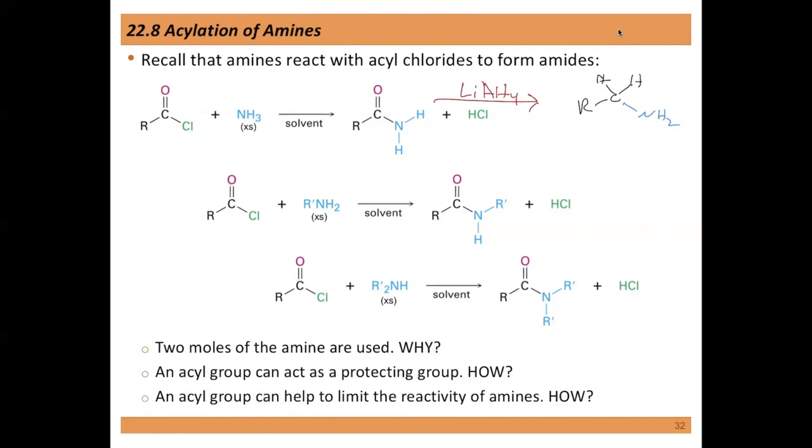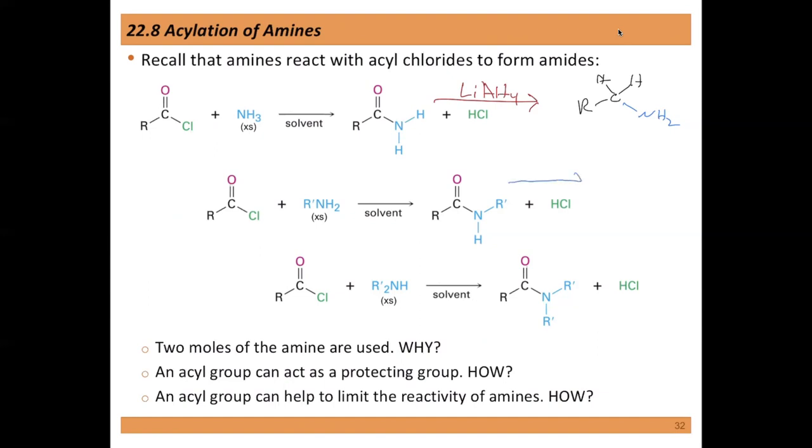Now, in all these cases, we have to use an excess of the amine, and hopefully you remember why. And if not, I'll remind you that the second equivalent of the amine is used as a base to deprotonate the product in this reaction. Now we can actually use these acyl groups as protecting groups. And we can do that because it is possible to hydrolyze amides. Again, we're seeing chemistry that we've talked about before.